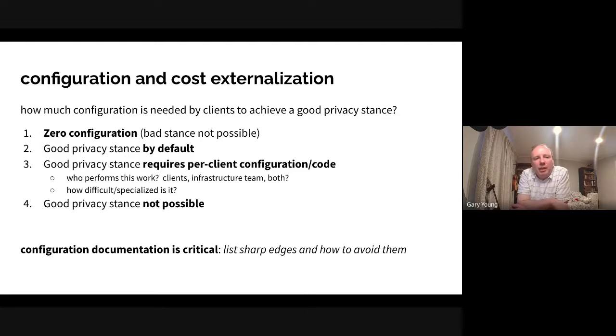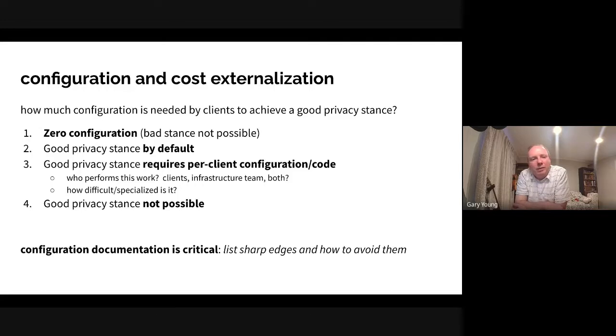It could be that you have to do significant per client configuration or code to actually get in a good state. The work they have to do from the default could require coding. And if you're working with clients that are sales and marketing teams, they may not have engineers to work with to help fill those needs. Does it require extra privacy specialty to actually understand what settings you need to set here? Or it could be that getting into a good privacy stance is not even possible.